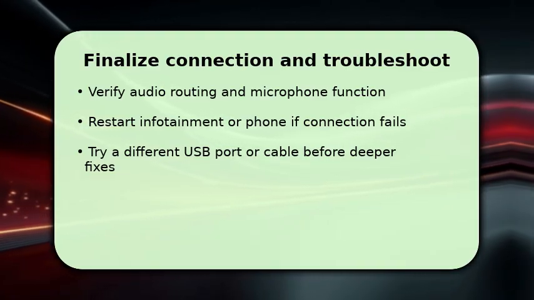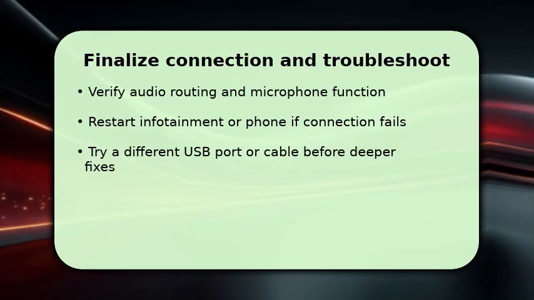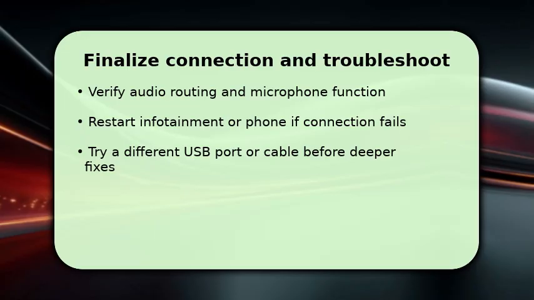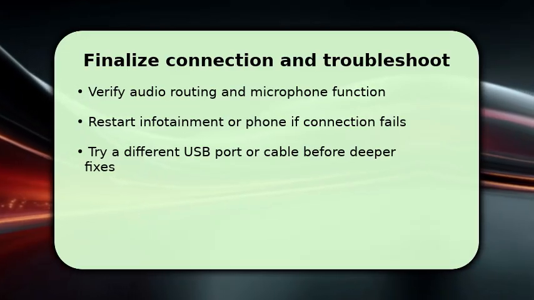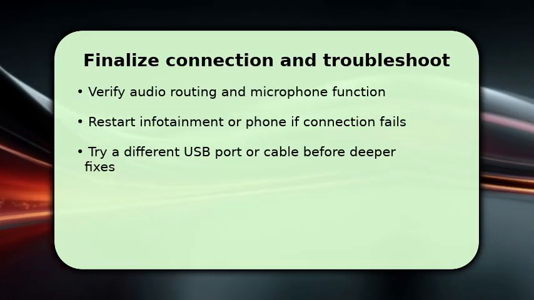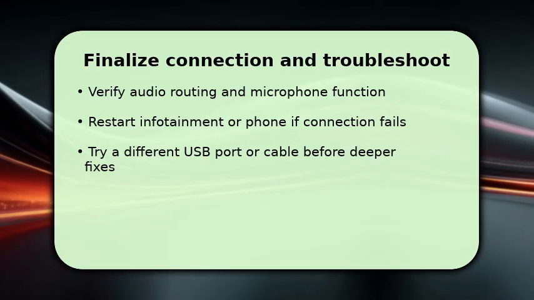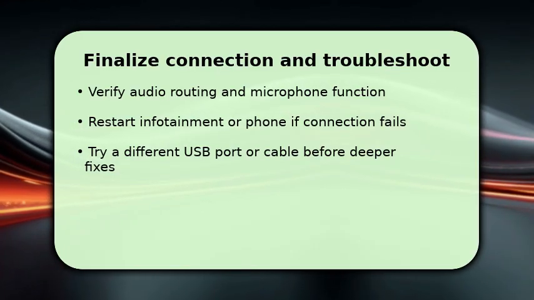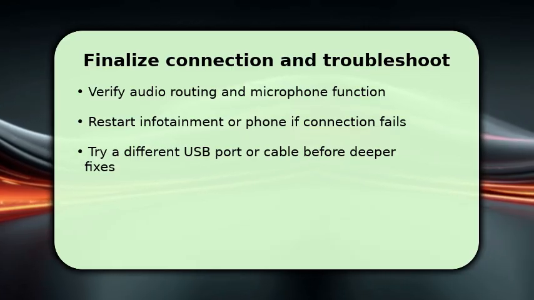If Android Auto does not connect, restart the phone and the Vios infotainment system to clear temporary errors. Make sure to try a different high-quality USB cable or another USB port next. Many problems come from faulty cables or ports. If still failing, check for software updates on both devices before contacting support.